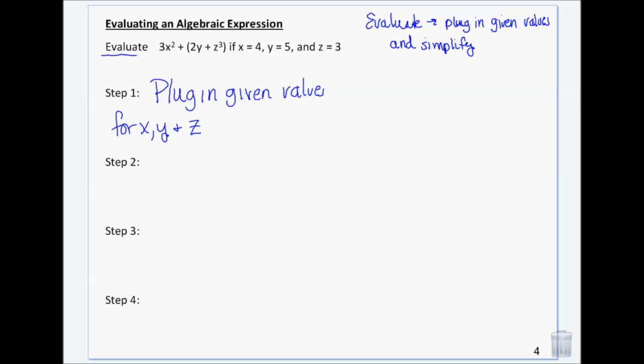So x is 4, so instead of 3x squared, I'm going to have 3 times 4 squared plus 2y, y is 5, plus z to the third, so that's 3 to the third.